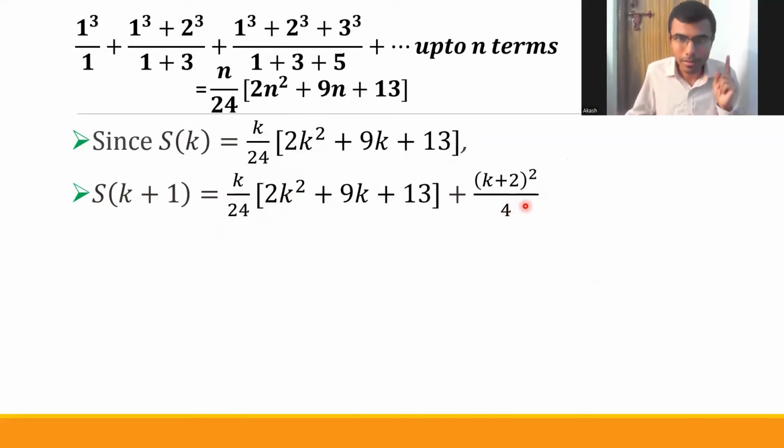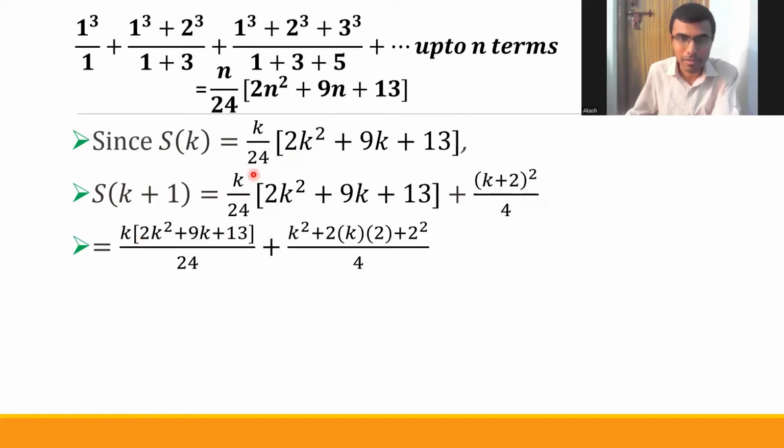Now from here on, simplification will start. Now multiply this k to this and expand this square. Okay, in fact, I did not multiply it yet, I just kept it as it is. I just expanded here a plus b whole square, a square plus 2ab plus b square. So k square plus 2k into 2 plus 2 square by 4. And this is k into this. I just made the denominator like this because the format will look neat.